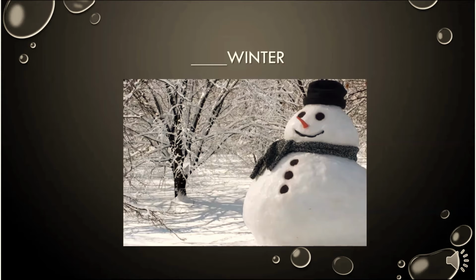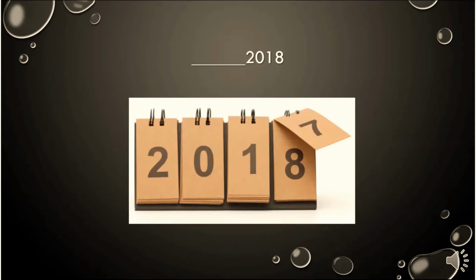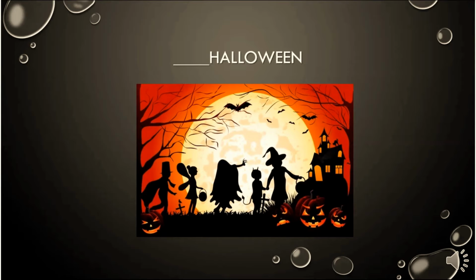Winter. What do we use for seasons? In winter. What do we use for years? In 2018. Halloween. Is Halloween a specific day? Yes, it is. Halloween is on October 31st. What do we use for specific days? On Halloween.